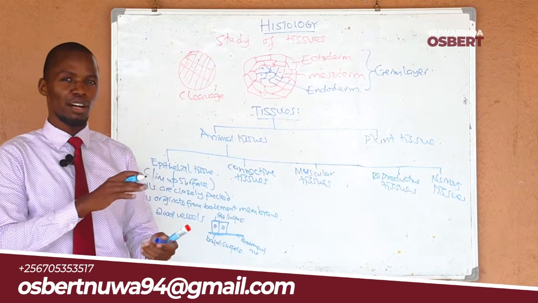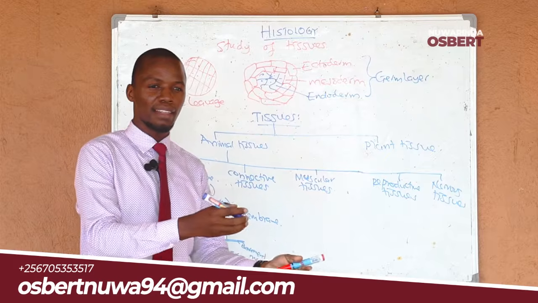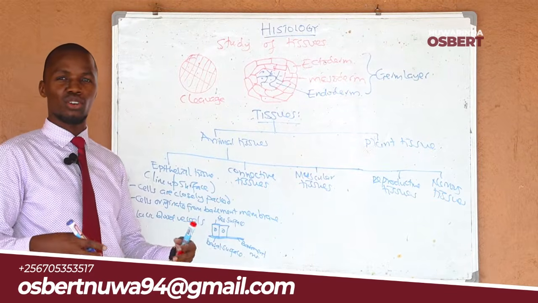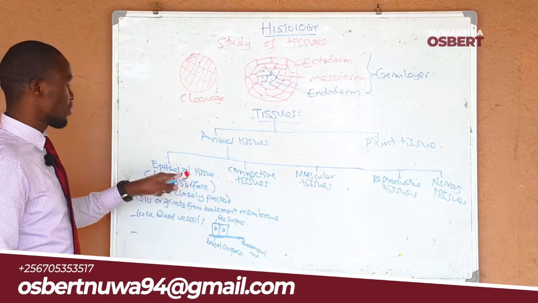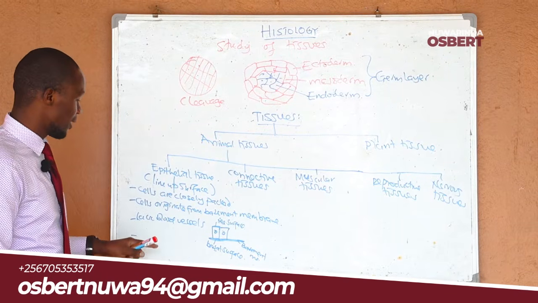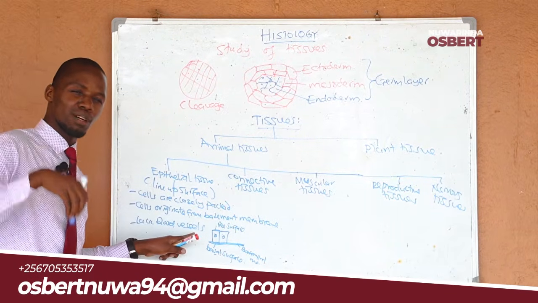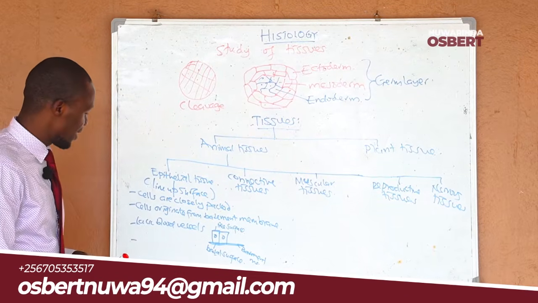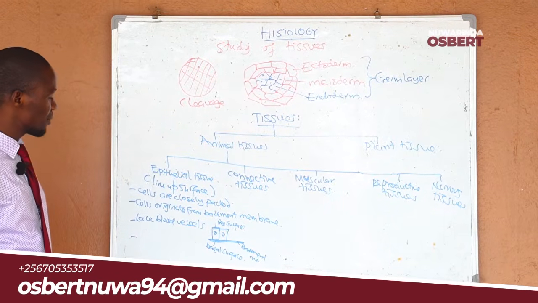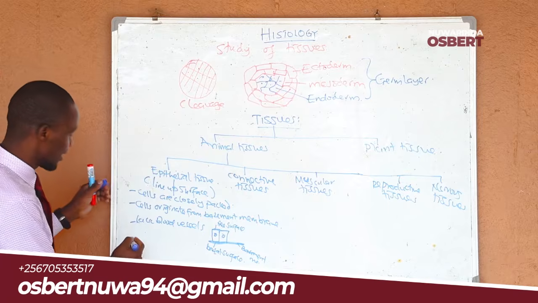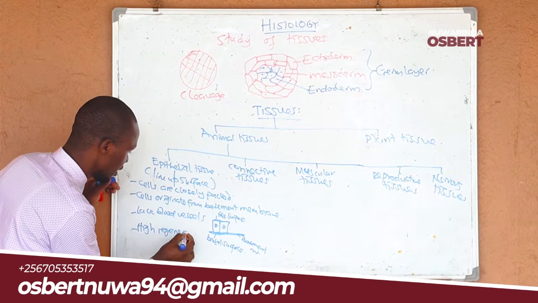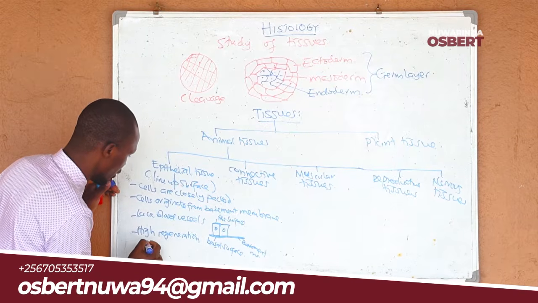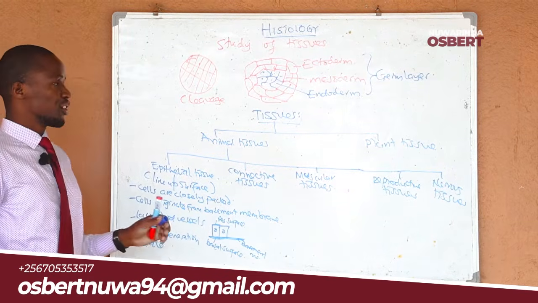So blood vessels go and stop somewhere, and then the materials like nutrients and oxygen keep on diffusing, and then they come and reach those epithelial tissues. So they lack blood vessels, and therefore they get materials via diffusion. And then lastly, but not least, is that they have a high regeneration rate.